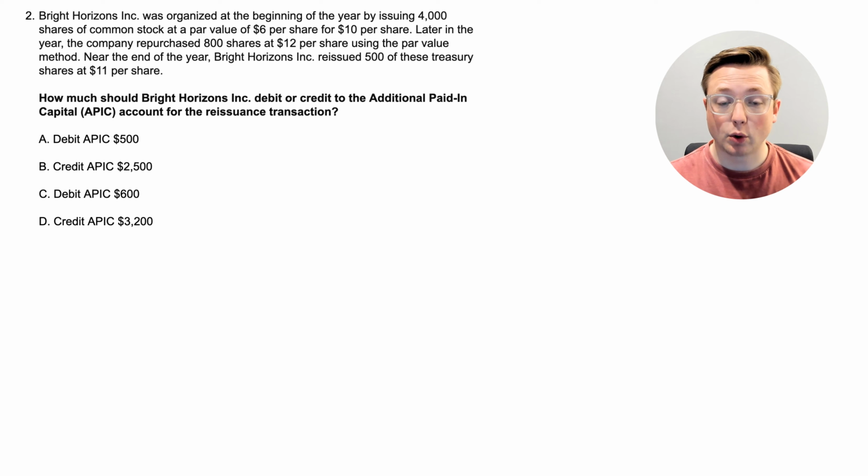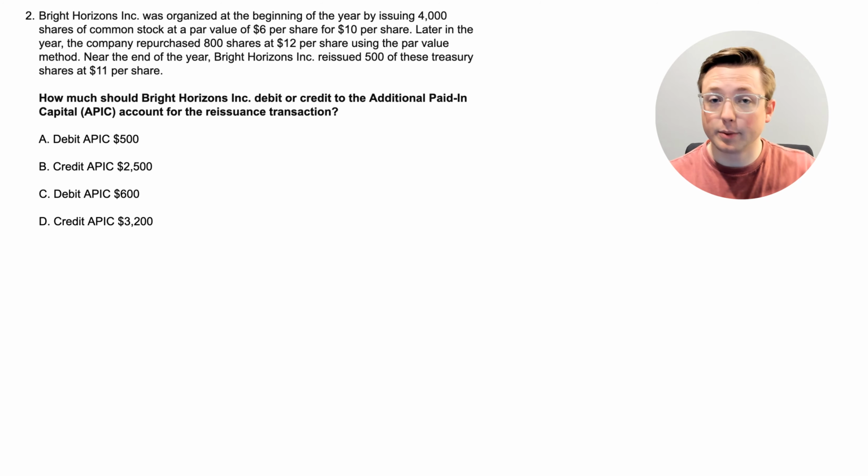Bright Horizons Inc. was organized at the beginning of the year by issuing 4,000 shares of common stock at a par value of $6 per share for $10 per share. So they sold them for $10 per share. Later in the year, the company repurchased 800 shares at $12 per share using the par value method. Near the end of the year, Bright Horizons Inc. reissued 500 of these treasury shares at $11 per share.